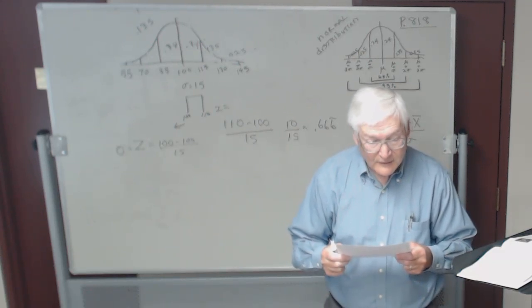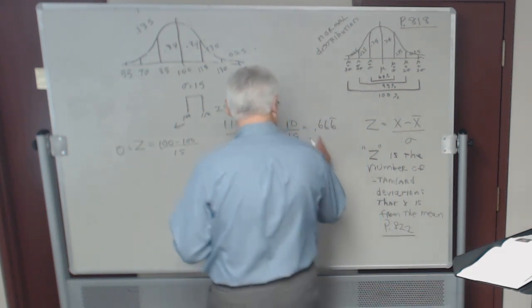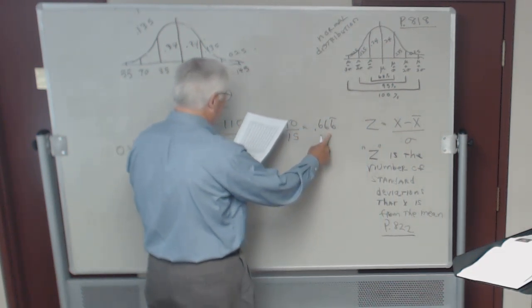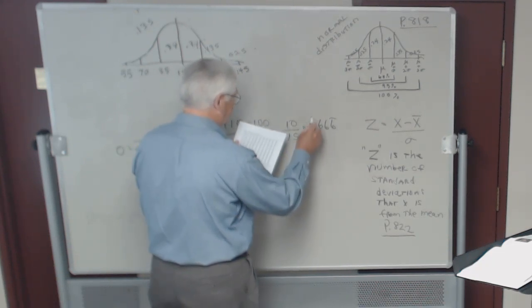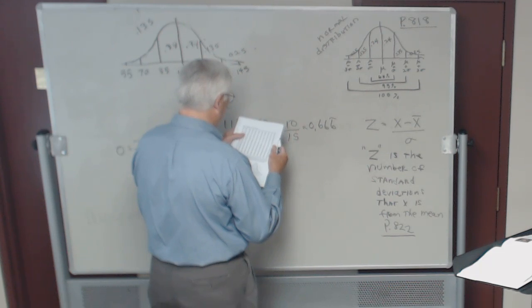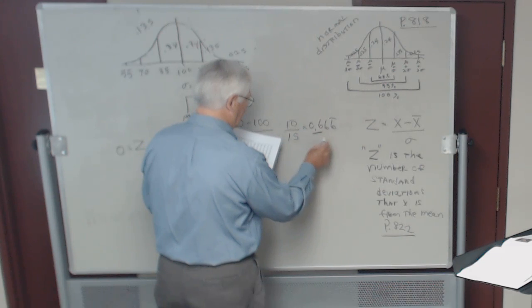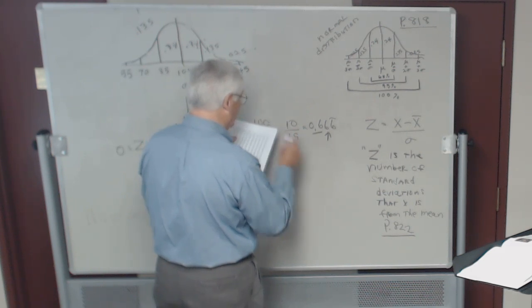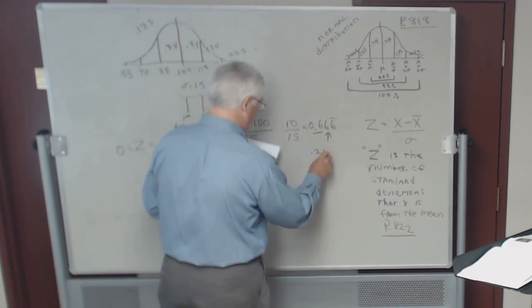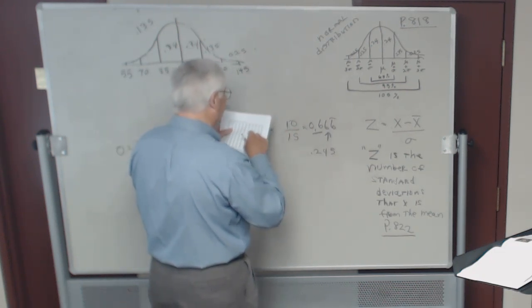I get my probability chart out here, and I go down to 0.66, or 0.6, and then I go across to what? 6. I go across to 6, and what number do I get? 0.245. But if that's a 6 and I round it to 7, then I get what?